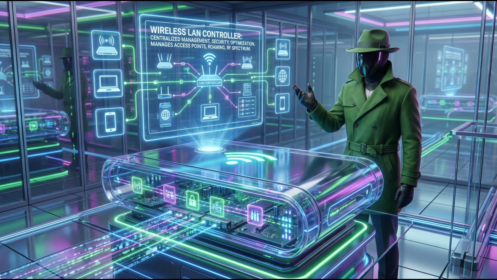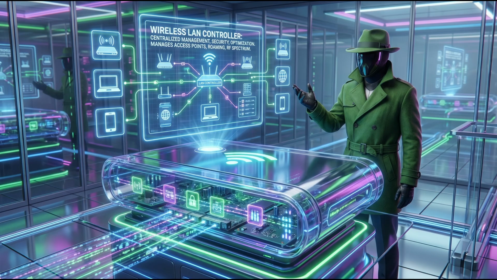FlexConnect is the mode for branch offices with a slow WAN link. Local switching keeps client data on site, no hairpinning to the brink. If the WAN goes down, the AP stays up, locally authenticated too. FlexConnect mode, resilient wireless when the tunnel breaks in two.